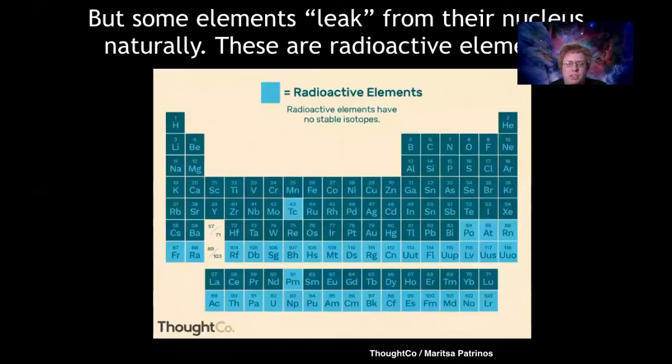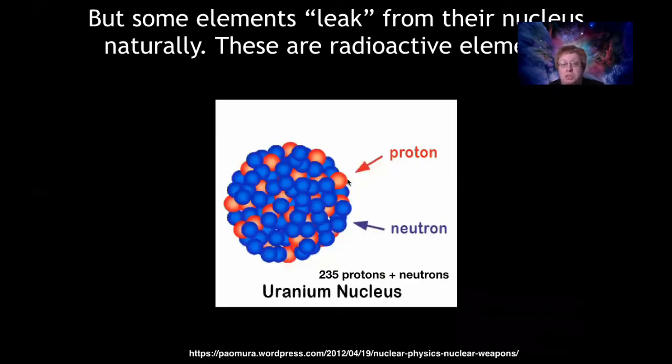There are some elements that naturally leak stuff out of their nucleus just sporadically. We call these radioactive elements. So the idea here is you have a really, really big nucleus. The larger your nucleus is, the more protons and neutrons it has, the less stable it is, and the more often you'll see that it becomes radioactive and starts spontaneously losing protons or neutrons. So here's an example of a uranium nucleus, which is a big, heavy atom with lots and lots of protons and neutrons. In particular, this flavor of uranium has 235 protons and neutrons put together.